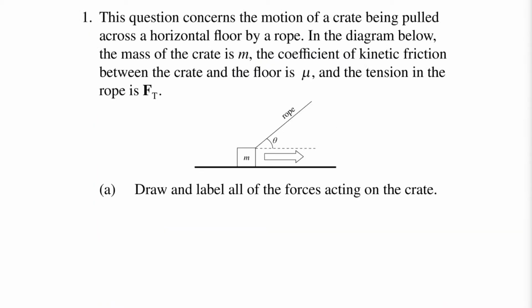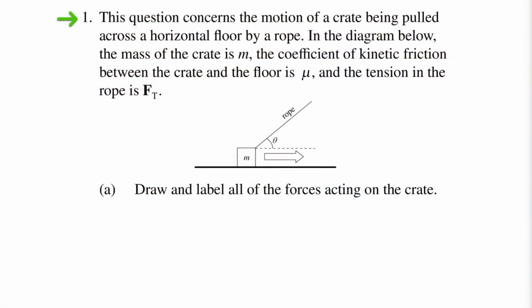So looking at our question here, this is an example of a free response question at our end of chapter practice problems found in the AP Physics 1 prep book from the Princeton Review. And what the question asks is, well, it says this question concerns the motion of a crate being pulled across a horizontal floor by a rope.